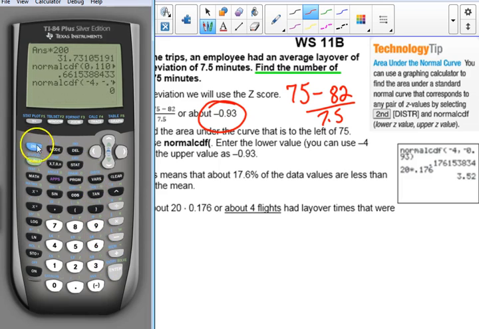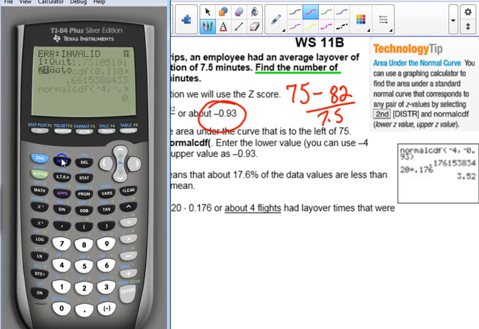Yep. What did I do wrong? Oh, I know what I did wrong. Duh. If you're using z-scores, what's the mean? The mean is 0 and the standard deviation is 1. Yes. Oh, what did I do now? This should have been.